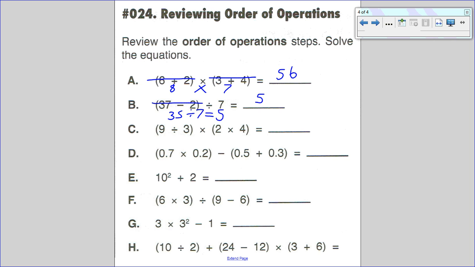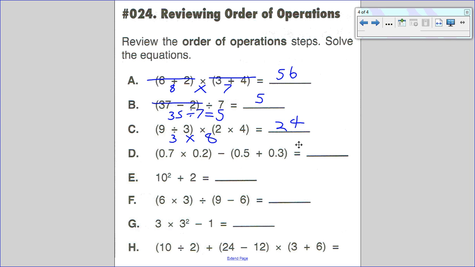Okay, on to C. 9 divided by 3. We know that's 3. And we know that's the bell. So 2 times 4 is 8. So 3 times 8, 24.